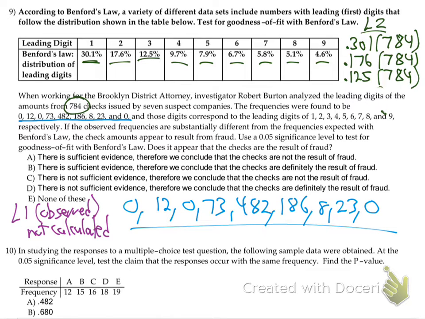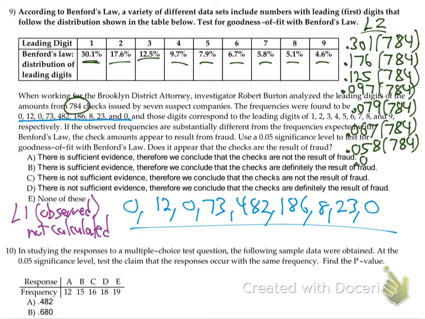I could write the rest. It's just going to get over those words. It's going to be 0.097 times 784, 0.079. There it is. So there's L2, there's L1. Put the data in L2 and L1.